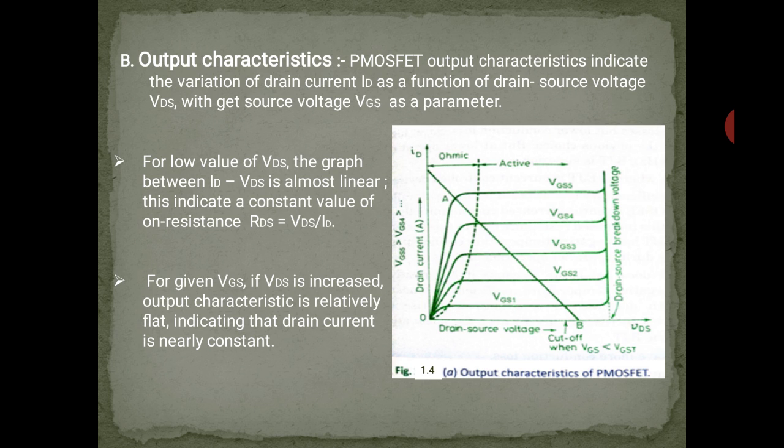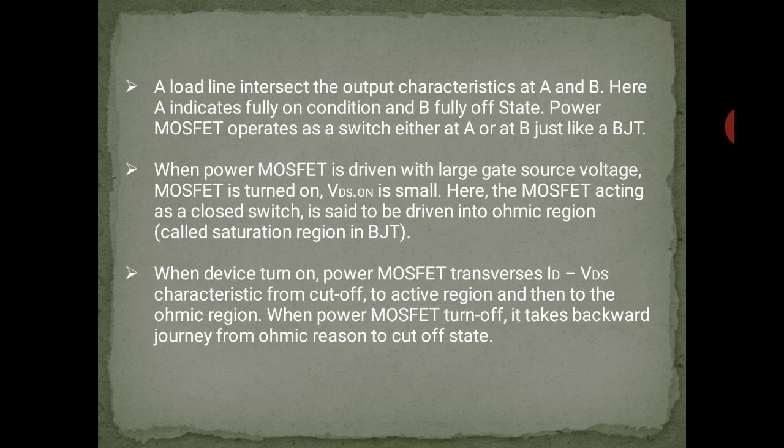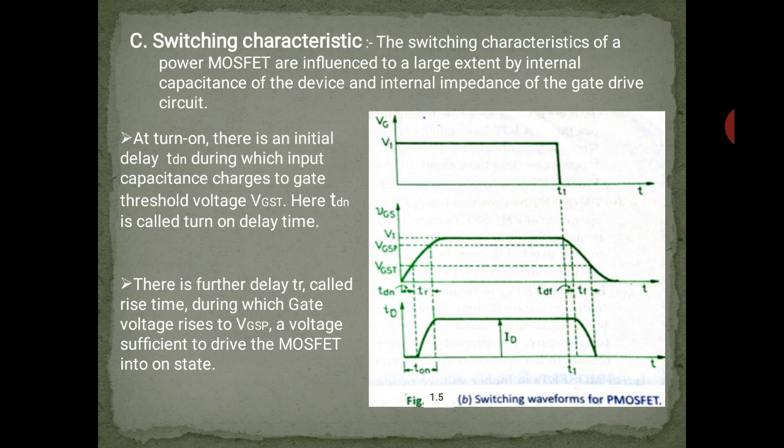When device turns on, power MOSFET transfers ID-VDS characteristics from cutoff to active region and then to the ohmic region. When power MOSFET turns off, it takes backward journey from ohmic region to cutoff state. Third is switching characteristic, that is most important characteristic.